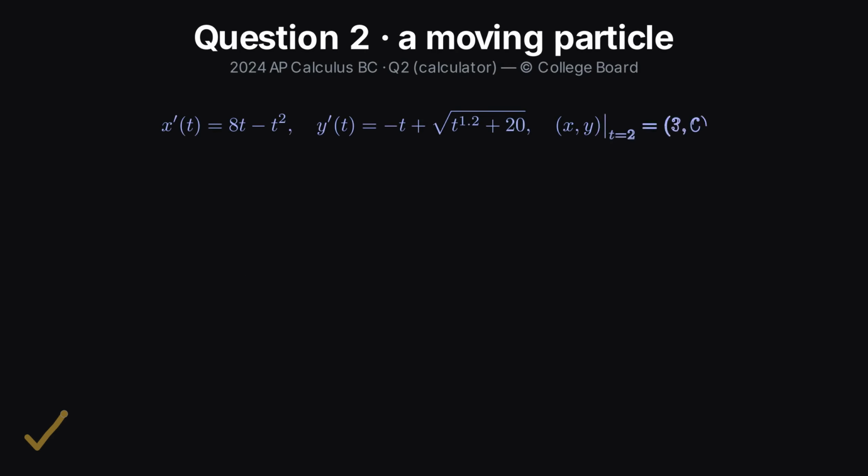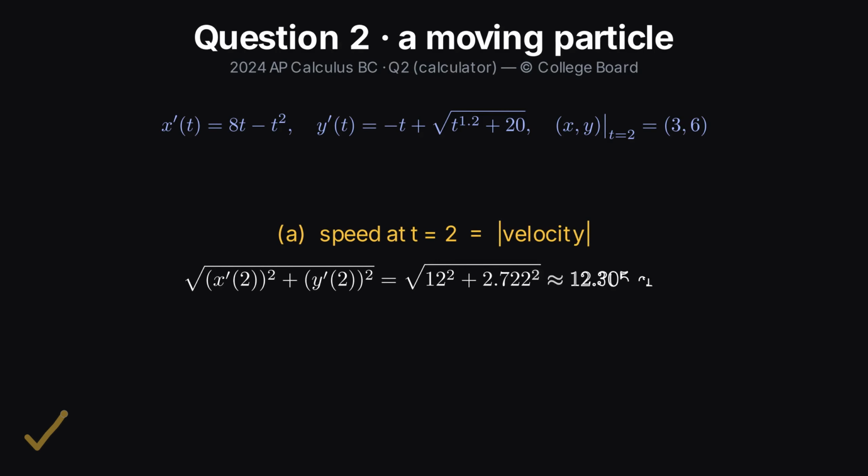Question 2. A particle moves in the plane. Its velocity components are x prime equals 8t minus t squared and y prime equals negative t plus the root of t to the 1.2 plus 20. At t equals 2 it sits at the point (3, 6). Part A. Speed is the magnitude of velocity. At t equals 2, x prime is 12 and y prime is about 2.72. The root of 12 squared plus that squared is 12.305 centimeters per second.